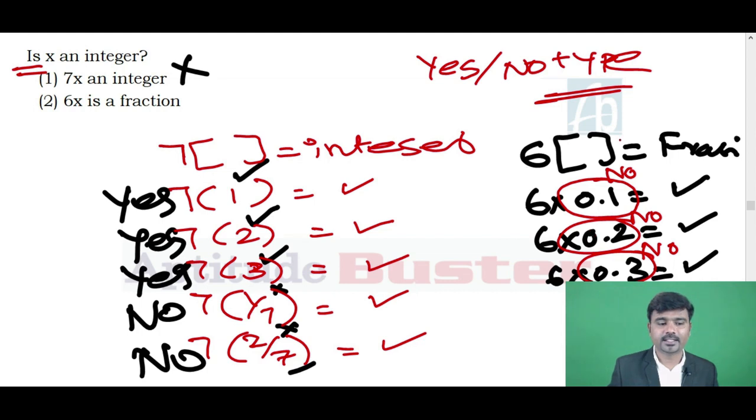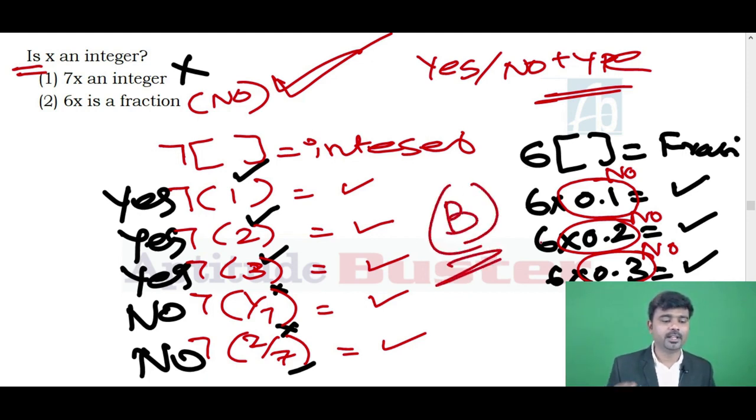6 into x a fraction means x should be a fraction. What's the question? Is x an integer? You can say definite no. Using the second statement, you can say definite no. So the answer for the question is answer choice B. That's a very good question.